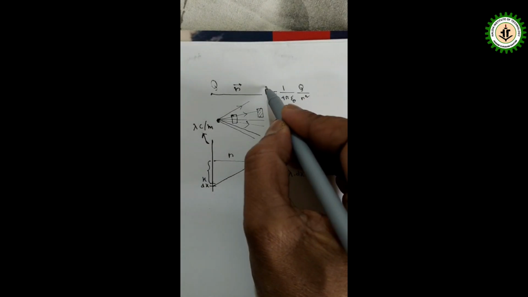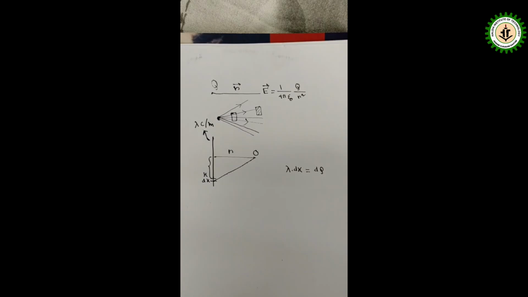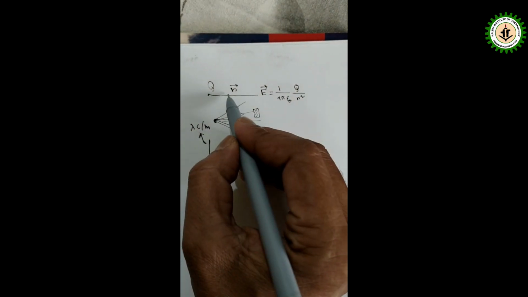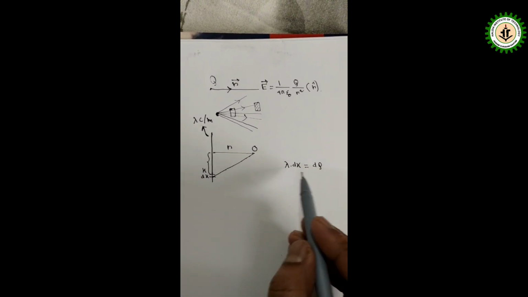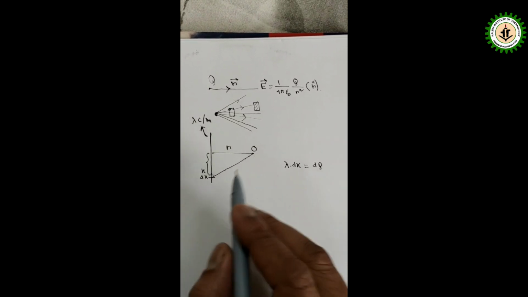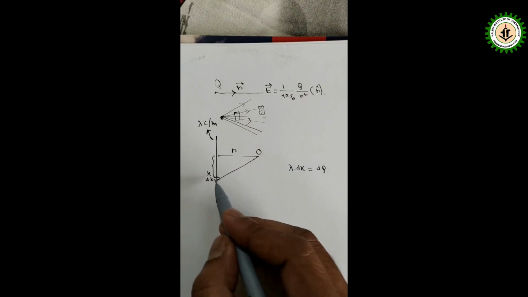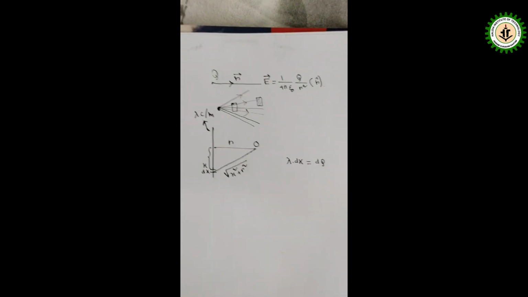Using this formula, note that this is basically a vector quantity. For a point charge plus q, the electric field is radially outward, so I can put the direction as r cap. For this elementary part dx, the total charge is dq, and I have to calculate the distance, which is nothing but root over of x square plus r square. I can easily calculate it using the Pythagoras theorem.